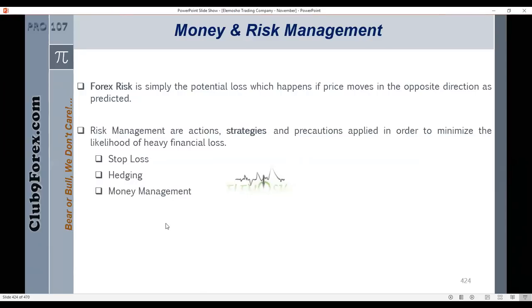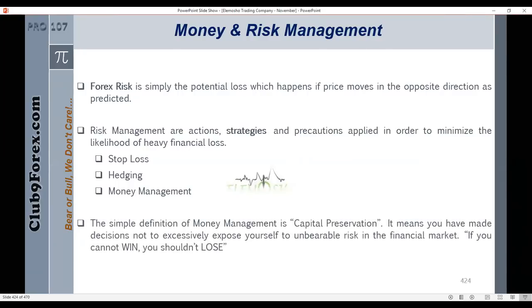Money management is what we are going to be talking about right now. But before we talk about money management, we are going to be looking at the ideal risk management protocols. The simple definition of money management is capital preservation. Whatever name anybody wants to use doesn't really matter. What matters the most is that you have decided that you are going to preserve your capital, and you are not going to lose it.